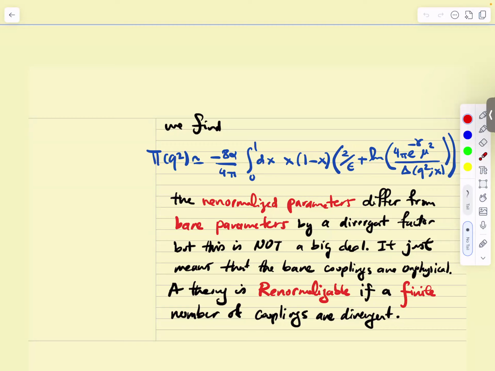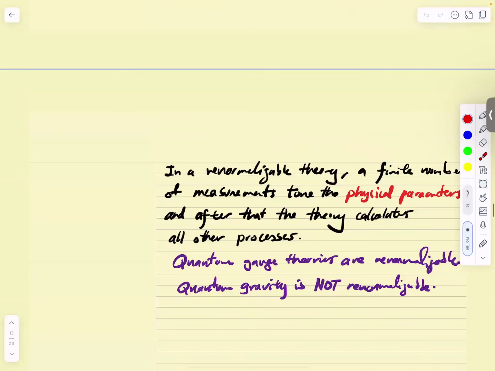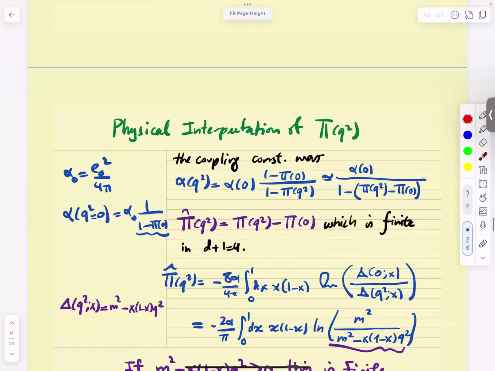Well, I don't know what later is, next semester. The MS bar scheme. But this is the term that remains. We're gonna play with this, right? So forget about this for a second. We're gonna deal with 1 minus x ln of mu squared over delta. All right, this is all good and nice.